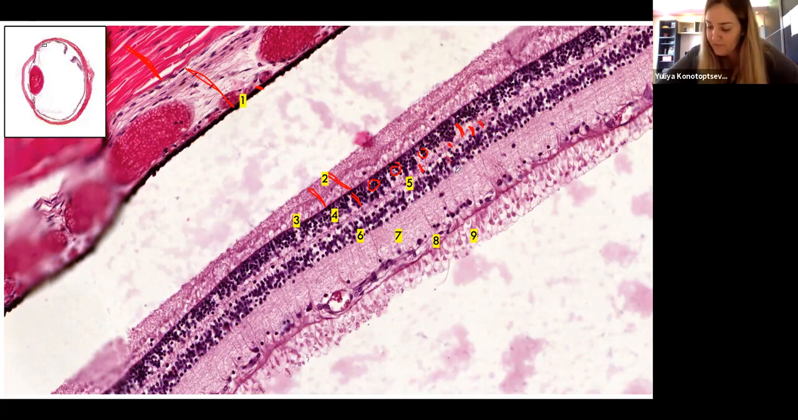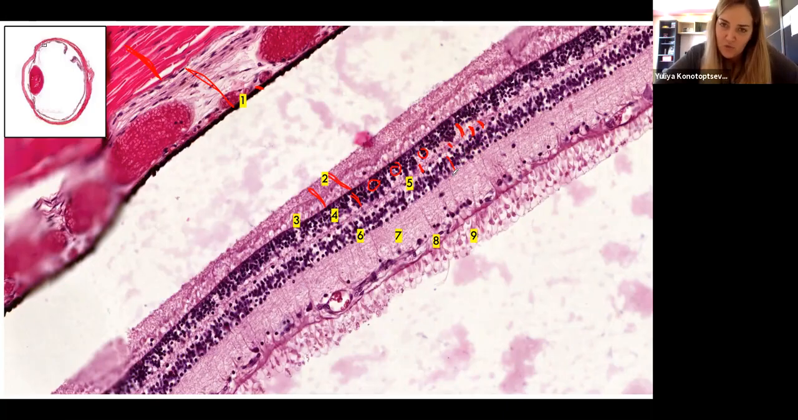The fifth layer is going to be the inner, not the fifth, the sixth. The sixth layer is the inner nuclear layer. In the inner nuclear layer, that's where the nuclei of the glial cells are, right? So the amacrine, the bipolar, the Mullerian glial cells, they're sitting right here.